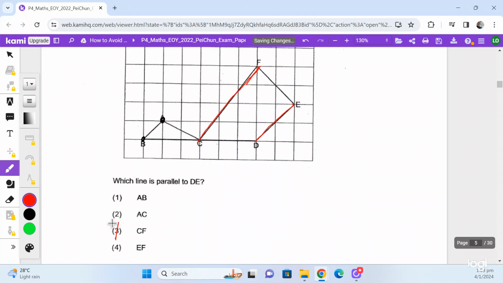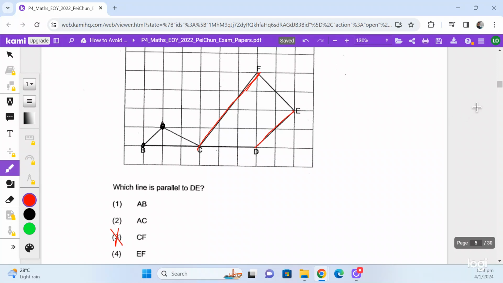Alright, so if you put the answer as CF, then that's wrong because you cannot assume. You can't use your eyes to see whether they are parallel. You have to prove it. So how exactly do we prove it? Well, if you look at the DE, there is a reason for the square boxes that you see. You have to use the square boxes to actually measure how long the line is. So from this corner here to this corner, which is the start and the end, right? So how long is the line?